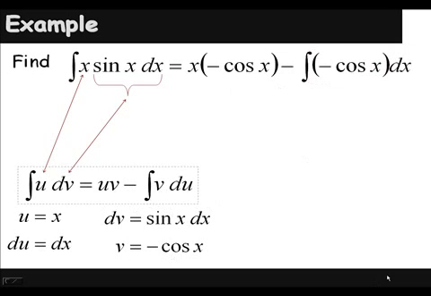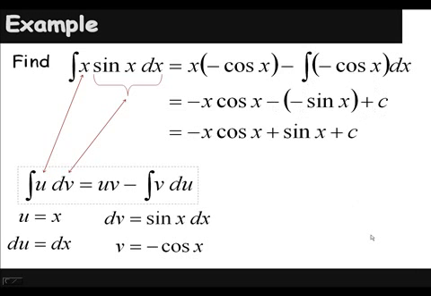Then we simplify and integrate. This is negative x cosine x minus the antiderivative of negative cosine x dx, which is negative sine of x, plus c. Since we don't have limits of integration here, we have to add the unknown constant c. We're going to simplify the negative negative here and say plus sine x in the middle. There we go. We've just integrated x sine x dx.